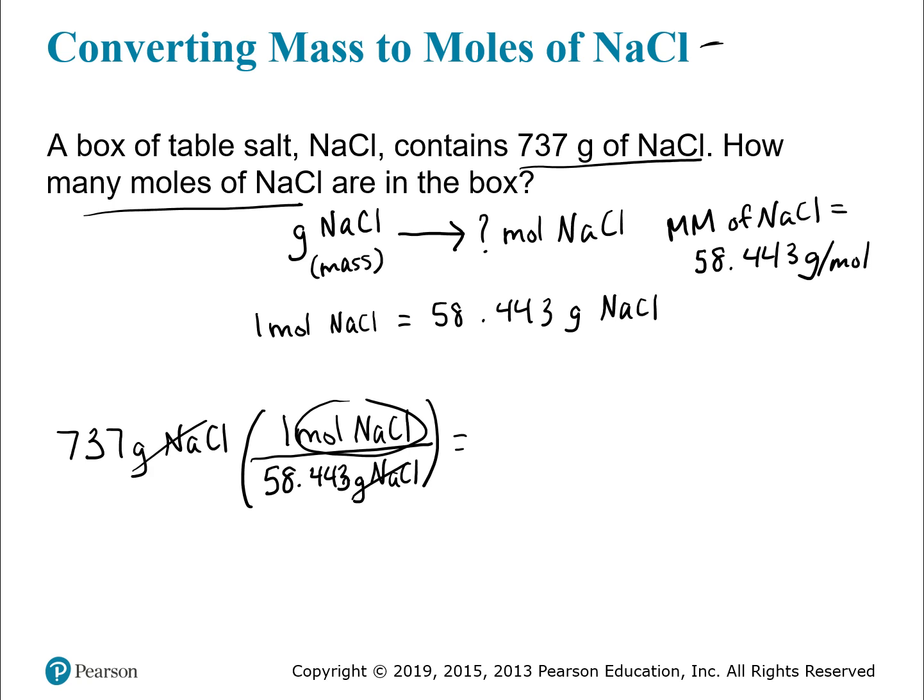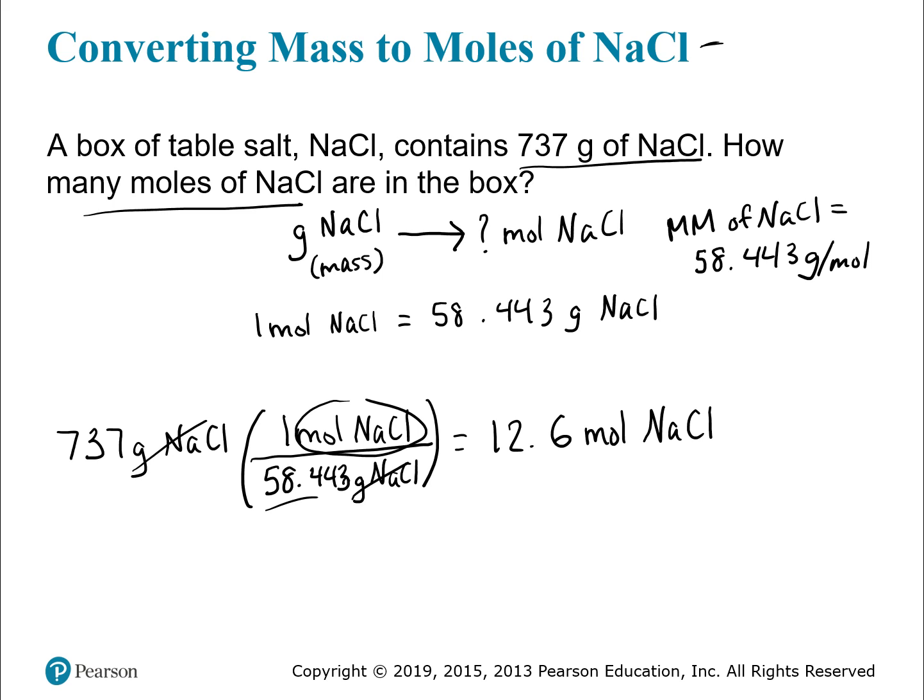Here you're multiplying by 1 and dividing by 58 point something something something. So again, if you have a number in the denominator, don't forget to divide, because it will be wrong. When you do the math, you should get 12.6 moles.